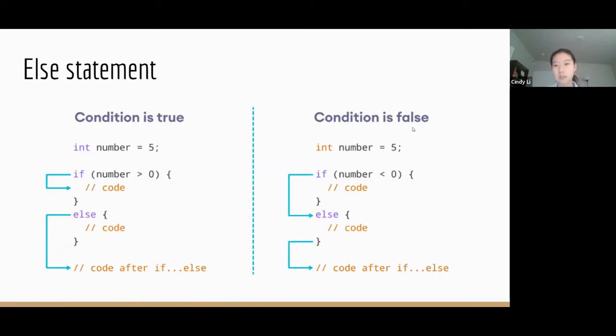Likewise, if the condition is false, the computer goes over here, executes this instruction, checks if this instruction should execute, and it sees, oh, number is not smaller than 0. This is false, so I don't execute this set of instructions. I move on and execute this set of instructions. So after executing this set of instructions, the computer moves on and then executes whatever code comes after. Does that make sense? Any questions?